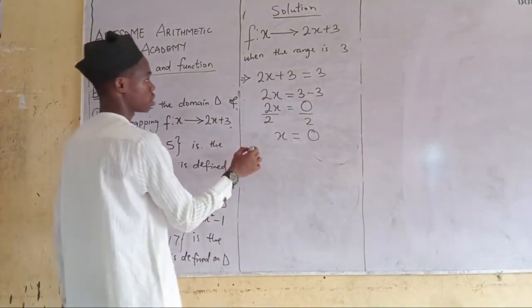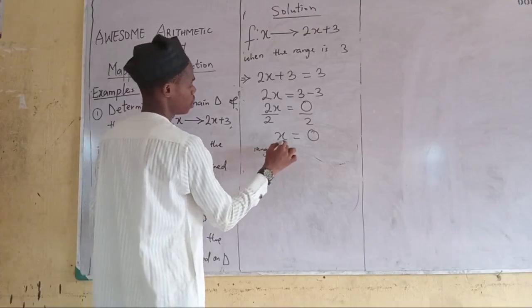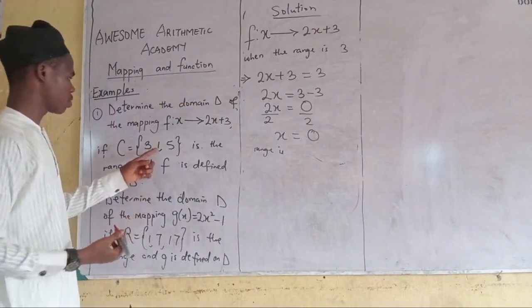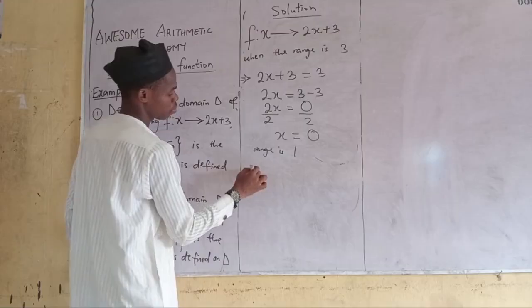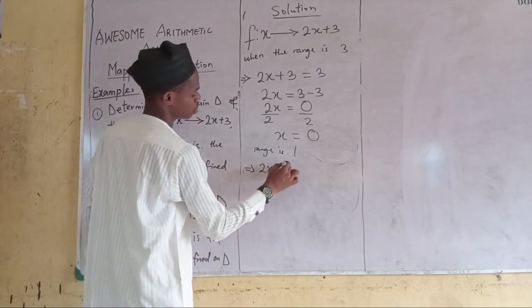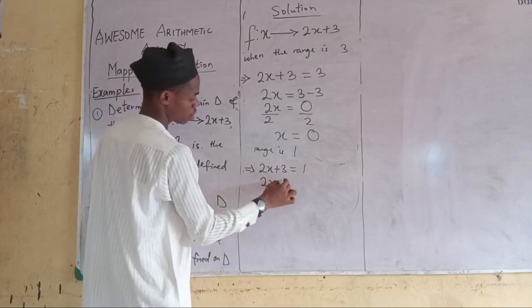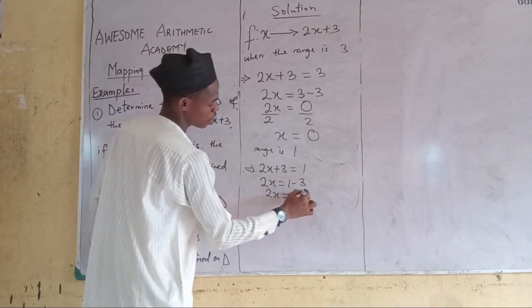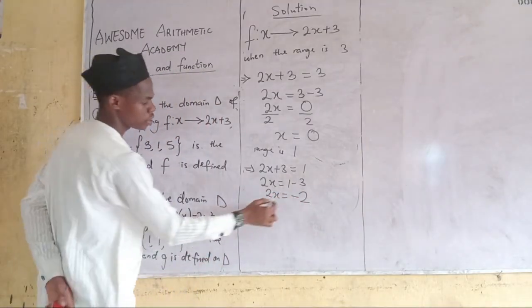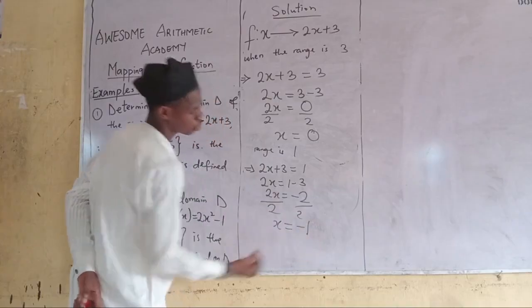Then the second one, when the range is, well, the second argument was 1. So in that case, what will I have? This implies that 2x plus 3 equals 1. When I solve, that will be 2x equals 1 minus 3, and that will be 2x equals minus 2. So dividing both sides by 2 will make us have x equals minus 1.